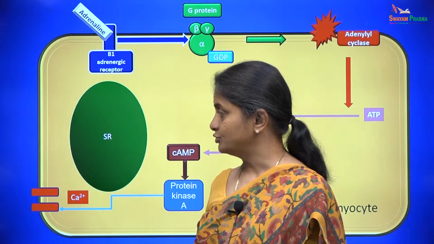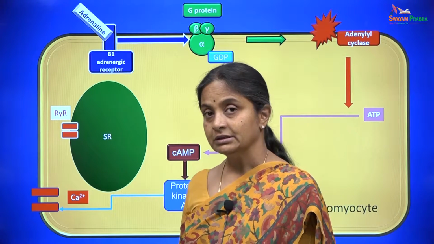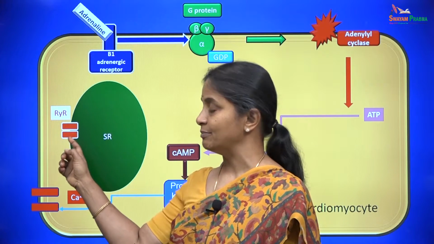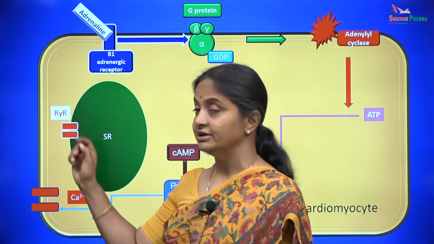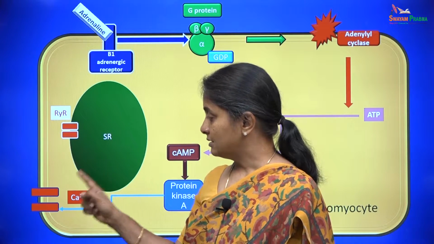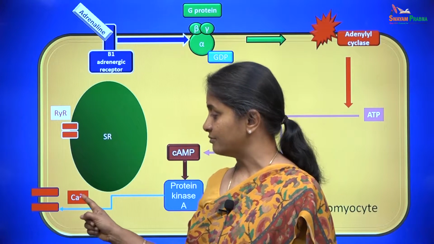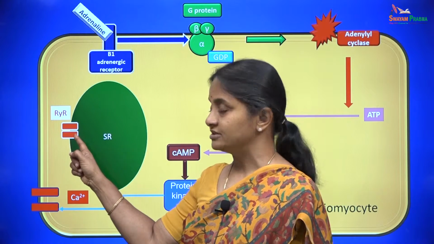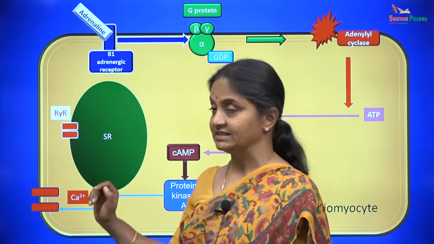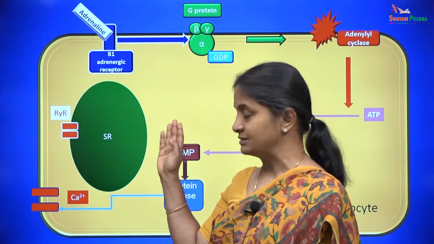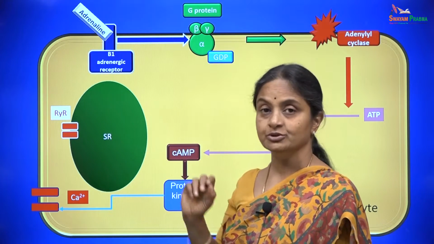It actually goes on to open another set of calcium channels on the sarcoplasmic reticular membrane. These are called Ryanodine receptors. These are calcium channels, and the calcium that entered from outside through L-type calcium channels opens the Ryanodine receptors to release more calcium, and it is that calcium coming from the sarcoplasmic reticulum which actually produces contraction.